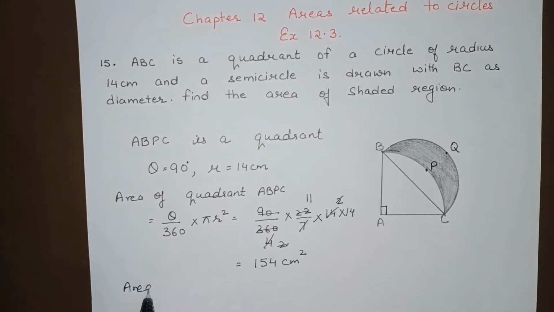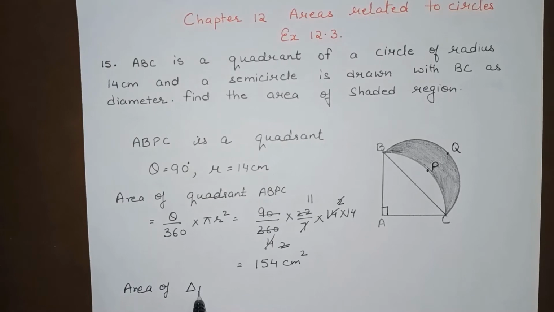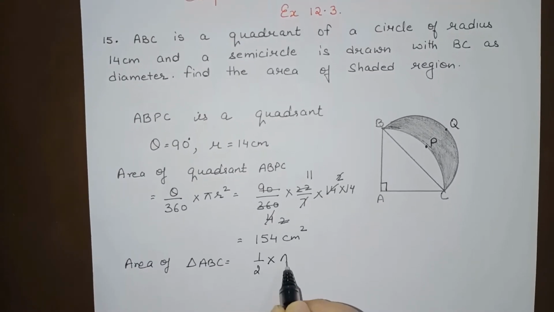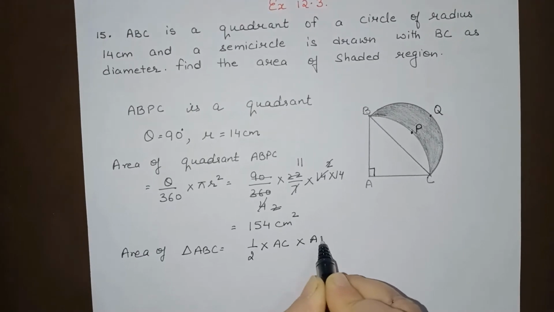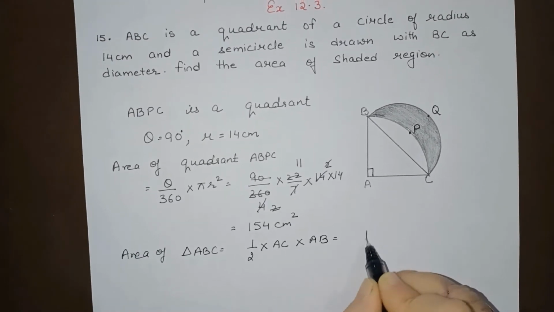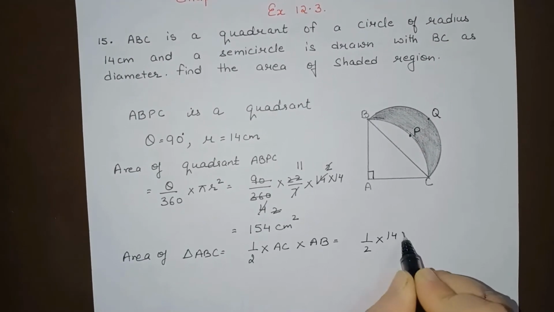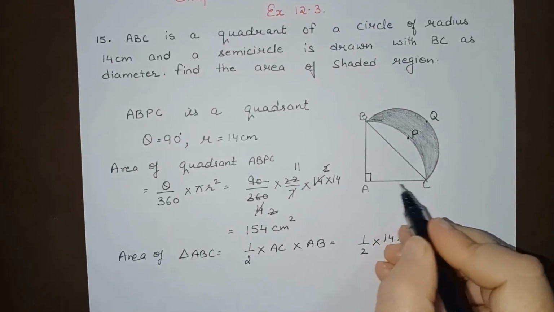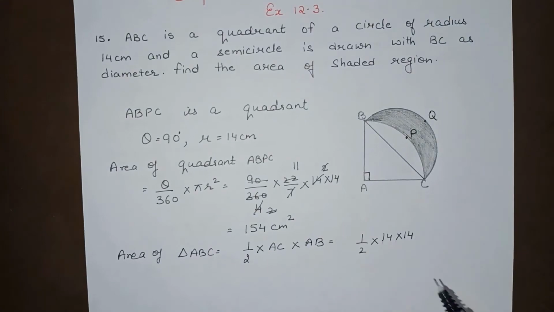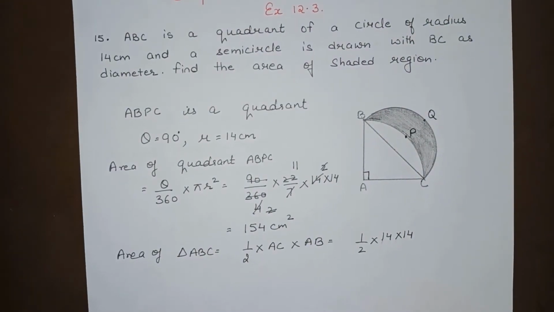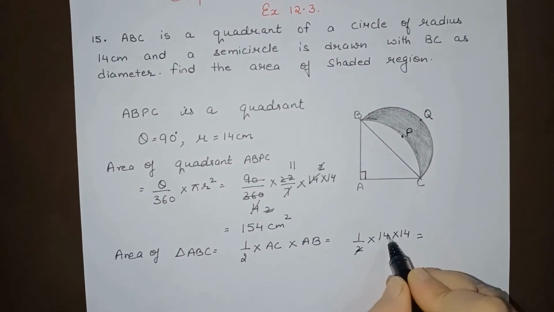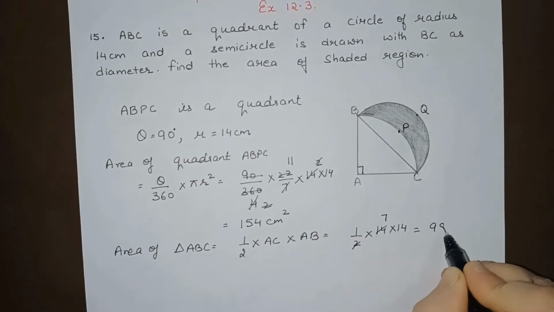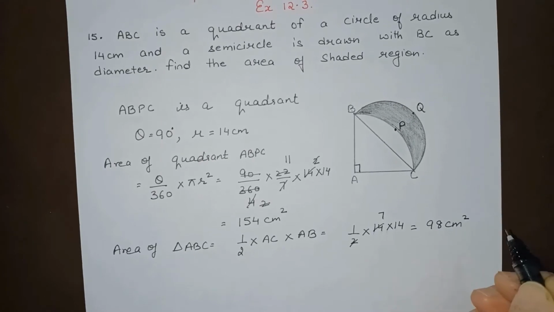So area of triangle ABC will be equal to half into base into height. So it will be half into 14 into 14. This AC is the radius of this quadrant. AB is also the radius of the quadrant. So it will be 14 centimeter each. So this will be equal to 98 centimeter square.